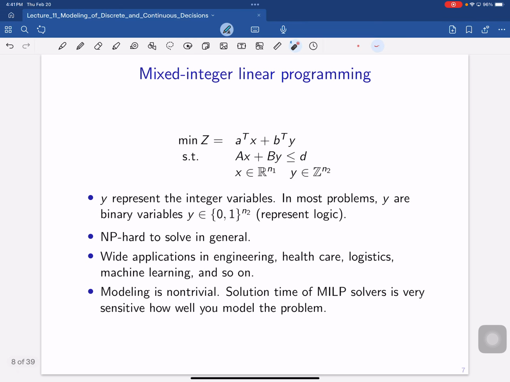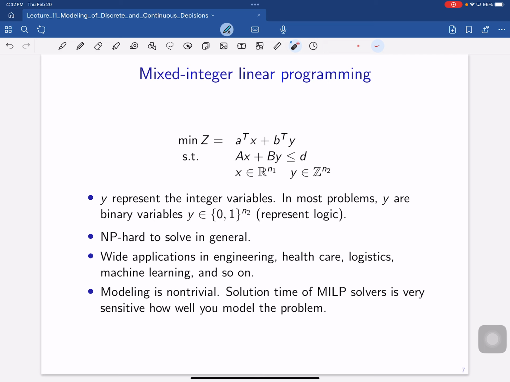Yeah. Now let's start discussing mixed integer linear programming, where the definition is you have continuous variables represented by x, some integer variables represented by y. They are of different dimensions. Let's denote them by n1 and n2. So y represents integer variables, but in most of the problems, the integer variables are binary variables or 0, 1 variables.